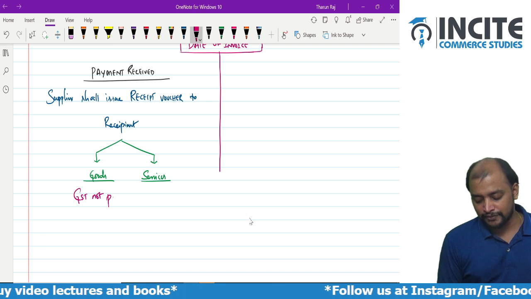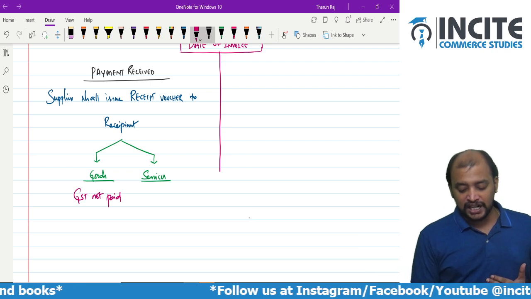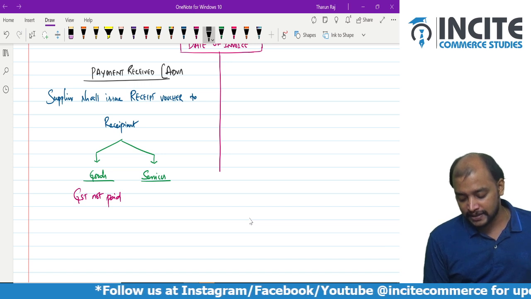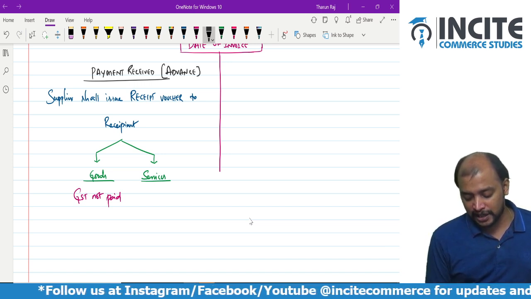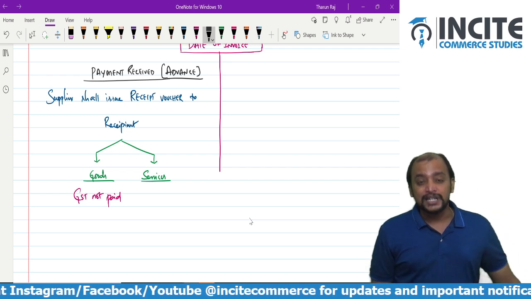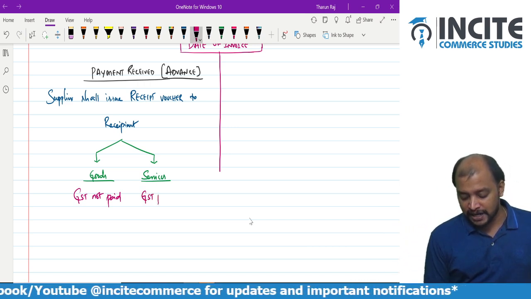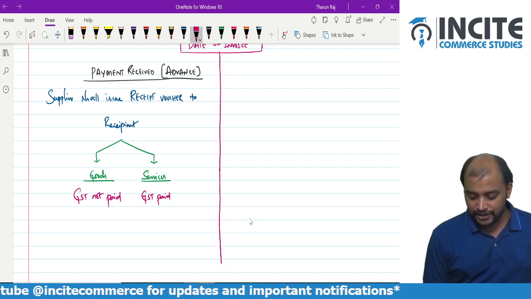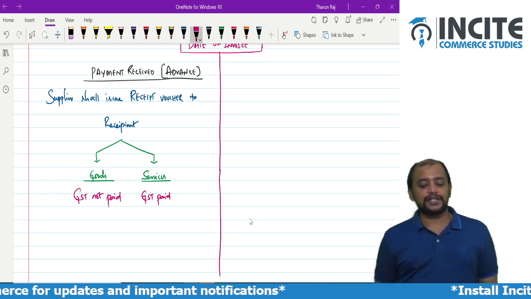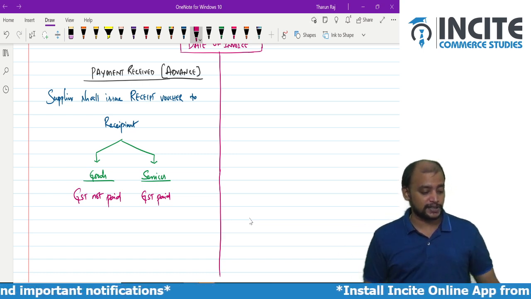Sir, in case of goods, whenever advance is received, payment received before the date of invoice is known as what? Advance. Payment received before the date of invoice is known as advance. In case of that advance, with respect to goods, GST is not paid. With respect to services, GST is paid. Understood? Done. This is in case of payment received before the date of invoice.